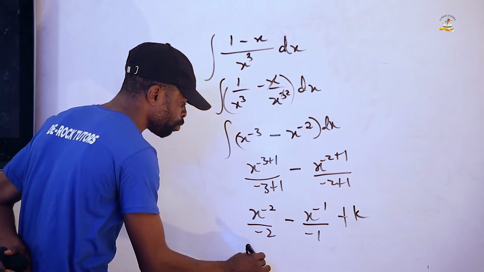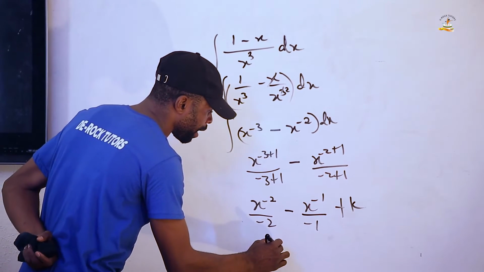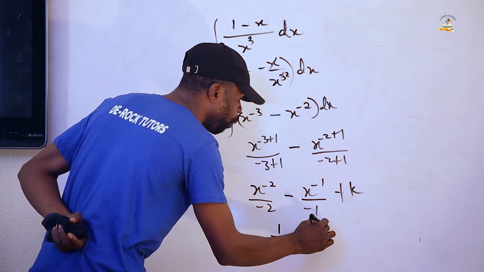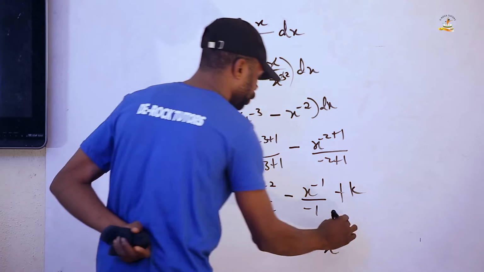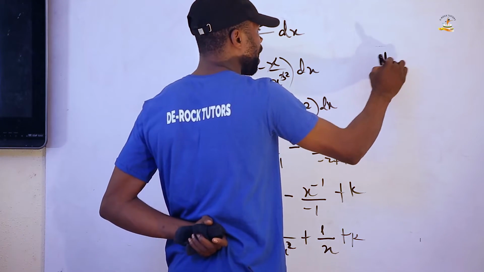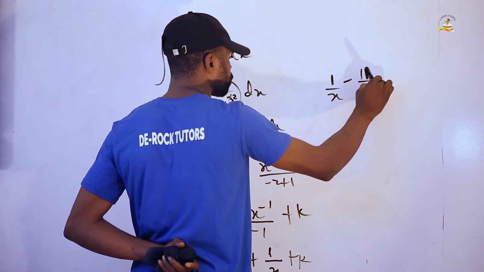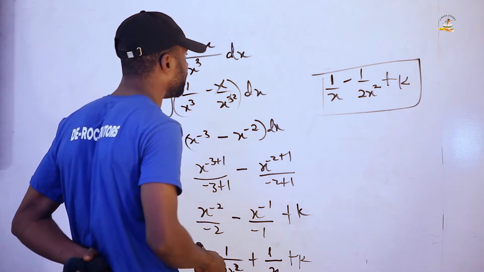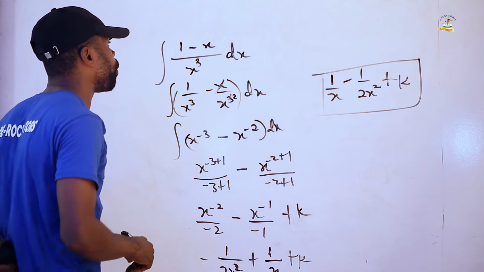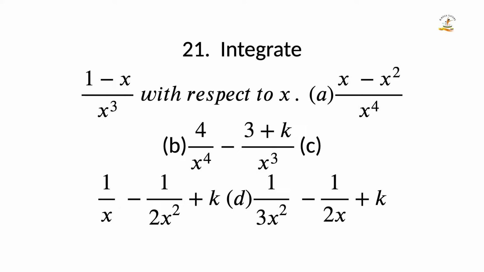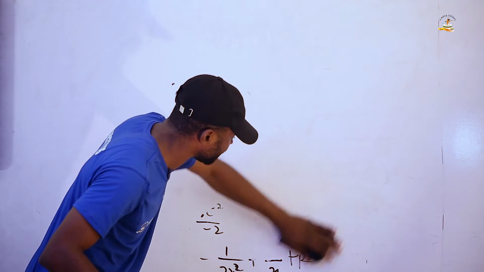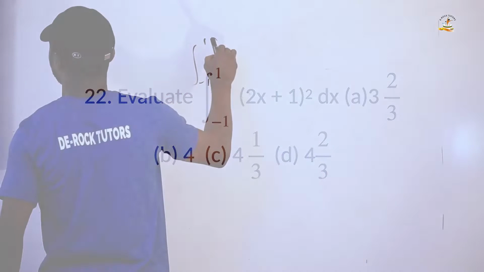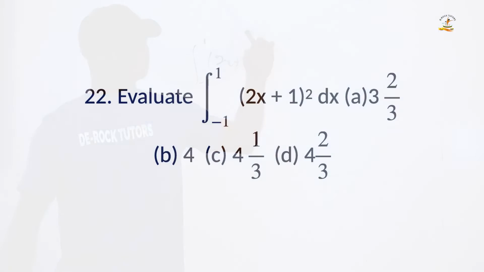So this one is going to be minus 1 over 2x squared plus 1 over x plus k. This can be written as 1 over x minus 1 over 2x squared plus k. The correct option to this integral is 1 over x minus 1 over 2x squared plus k, and that is in option C. This is another definite integral because it has the lower and the upper bound. The integral from minus 1 to 1 of (2x plus 1) squared dx.